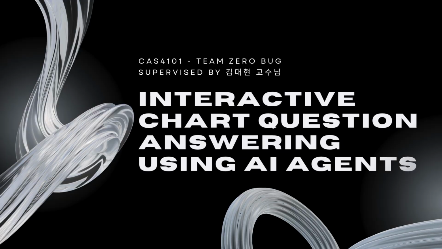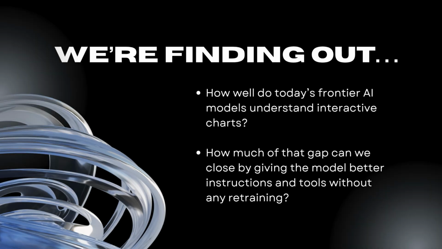So for this final year project, we did interactive chart question answering using an AI agent. Our first goal is to explore how today's main AI models understand interactive charts. In comparison with former research, which only focuses on static visuals and is closed systems. On top of that, we're also examining how much of that gap can be closed by feeding the model better instructions and tools without retraining.